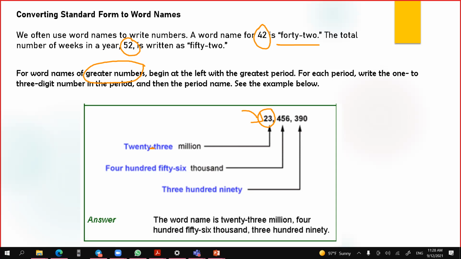Then 456,390. So this is the word name or the word form of the number 23,456,390. Now, most of you, teacher, how can I know? Draw the place value chart. When you draw it, you can read the number and then write it.